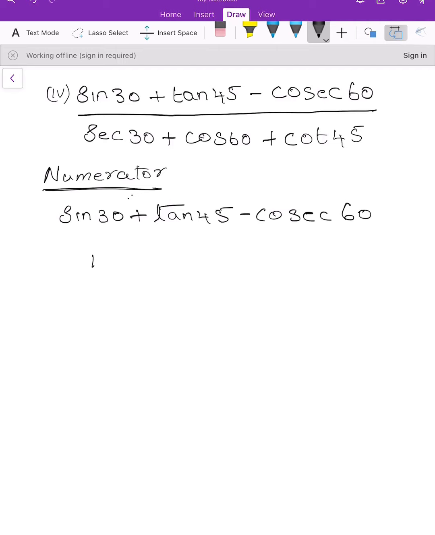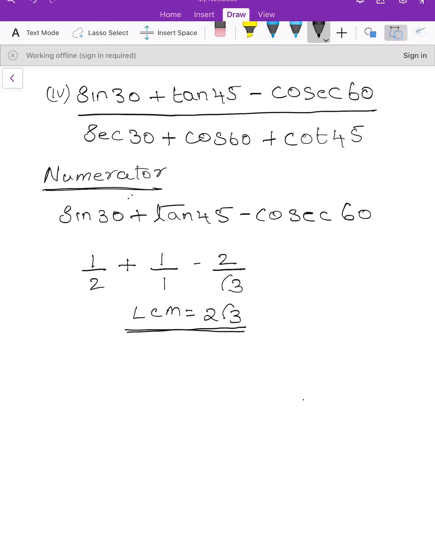What is the value of sine 30? Sine 30 is 1 by 2. Tan 45 is 1, and 1 can be written as 1 by 1. Cosecant 60 is 2 by root 3. What is my LCM for 2 and root 3? My LCM will be 2 root 3 because they are co-prime. They don't have anything in common, so I can write the LCM directly as 2 root 3.